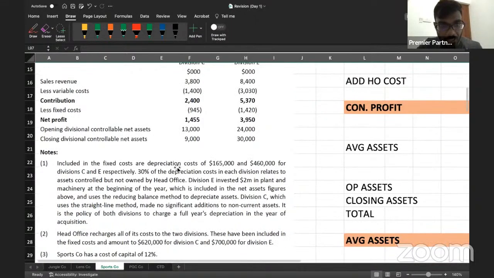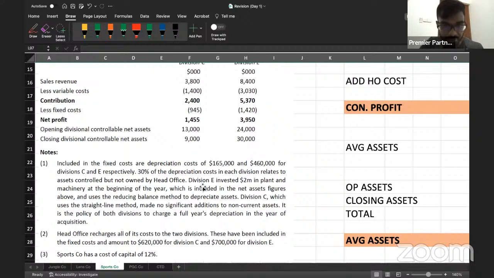Included in the fixed cost are depreciation costs of 165 and 460 for division C and E respectively. 30% of depreciation in each division relates to assets controlled but not owned by the head office. So 30% of 165 and 460, you have to take into your calculation. Isn't that the case? 70%, I don't know people, let's see. 30% of your depreciation, right? 165 into 30%. That is depreciation relating to each division, no? Yeah. So you have to take 30% of 165, 30% of 460.